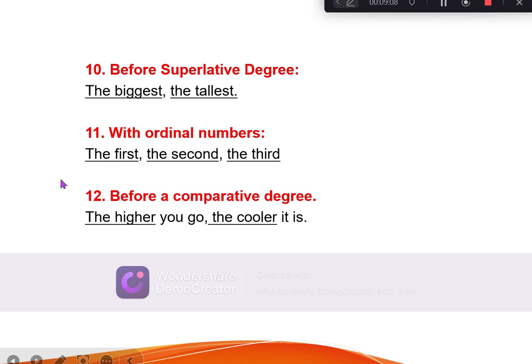The article is used before a comparative degree. Whenever we use a comparative degree of adjective, we use the article before it. We say the higher you go, the cooler it is. Therefore, the article is used with both degrees of adjective. The comparative degree of adjective: the higher, the cooler, the smarter, the more famous.